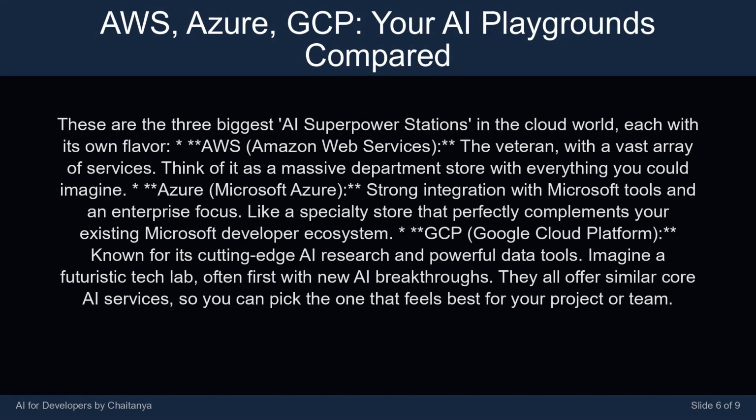These are the three biggest AI superpower stations in the cloud world, each with its own flavor. AWS, Amazon Web Services, the veteran, with a vast array of services. Think of it as a massive department store with everything you could imagine. Azure, Microsoft Azure, strong integration with Microsoft tools and an enterprise focus, like a specialty store that perfectly complements your existing Microsoft developer ecosystem.